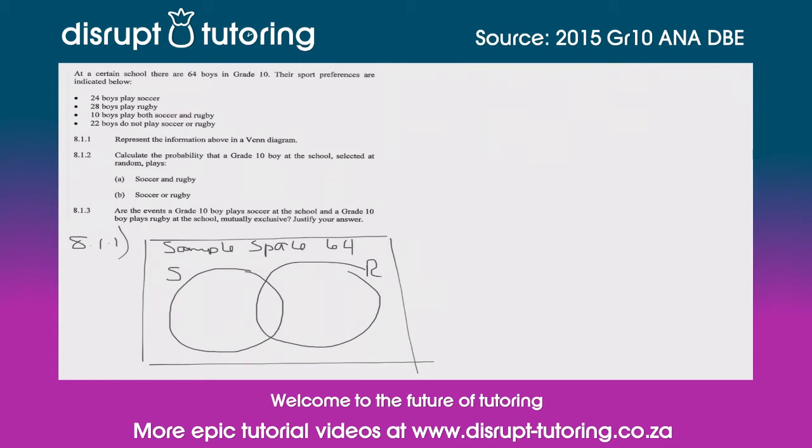Now, when we start adding in these values, I want you to start from the most specific to less specific. What do I mean by that? These 2 points at the end are very specific because it said to us that 10 boys play both. That means automatically we can write a 10 in there. And they've said to us 22 boys do not play soccer or rugby, so those guys don't fit into a ring or a circle, which means the 22 sits on the outside.